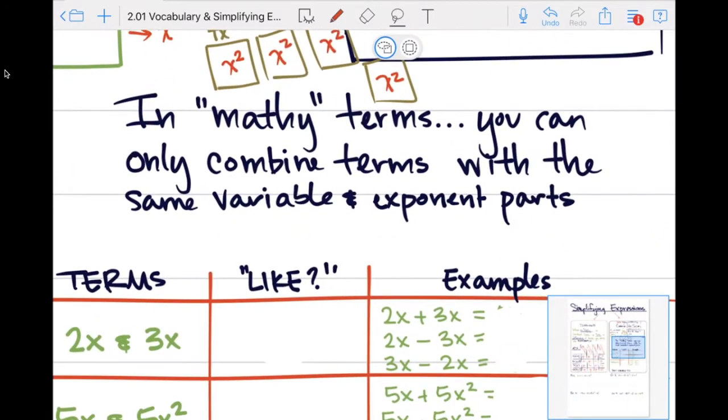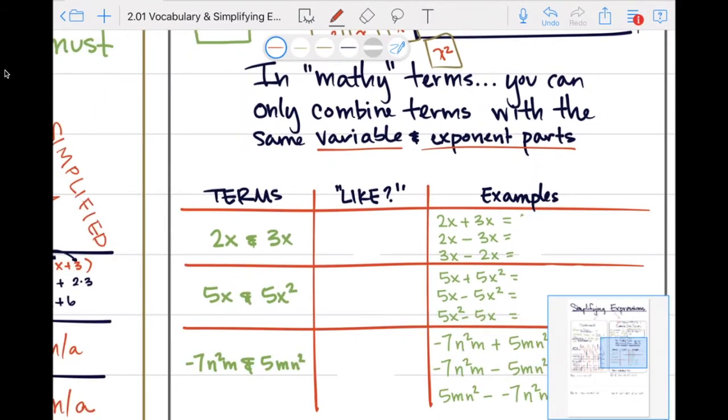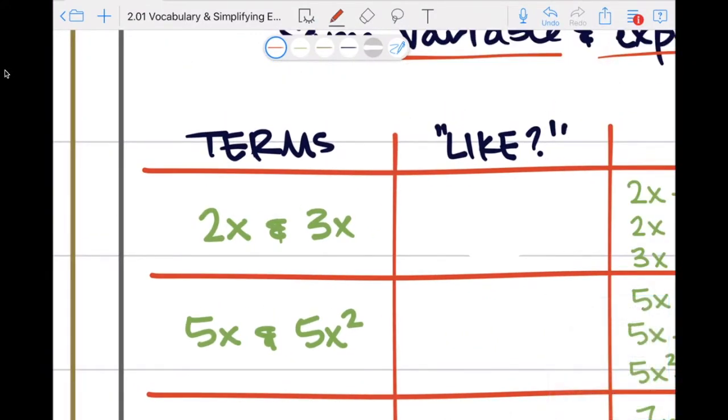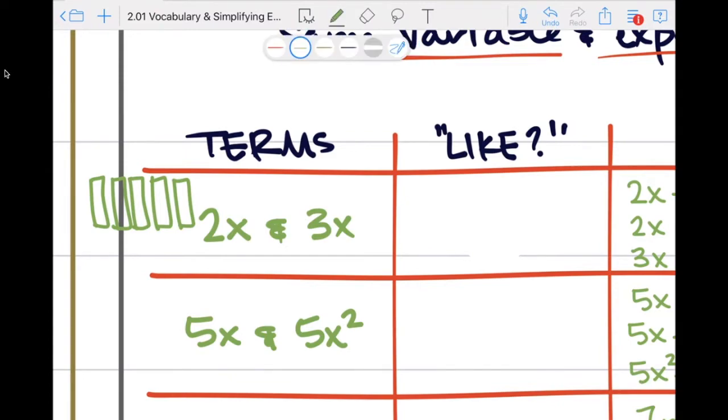Now let's translate that into the formal math way to express that. You can only combine terms with the same variable and exponent parts or combination. So let's do some examples of that. If we were to say 2x and 3x, are those two terms like terms? Well, think about their shapes. The 2x would be like this, and the 3x would be like this. They have the same shape and size. So if we lump those all together, we could just say that we have 5 x's. So are these like terms? Yes, they are like terms.